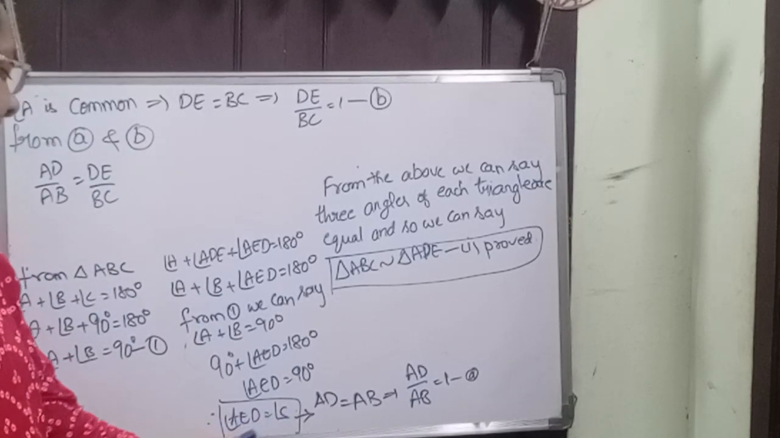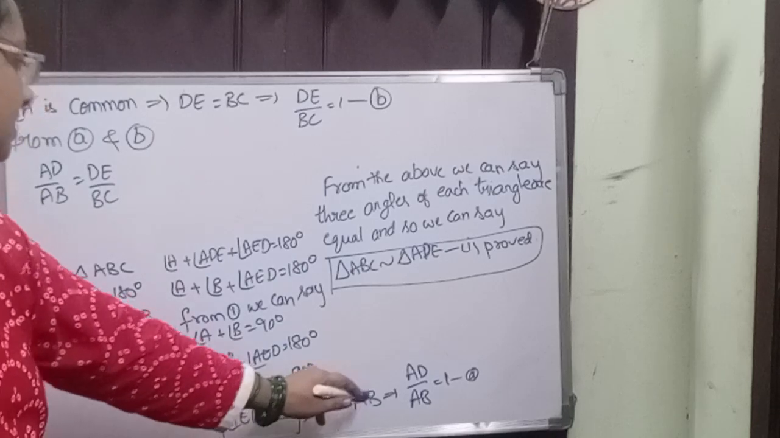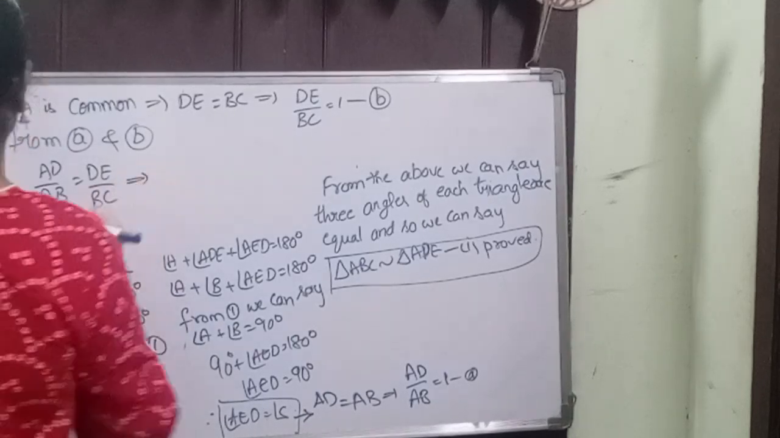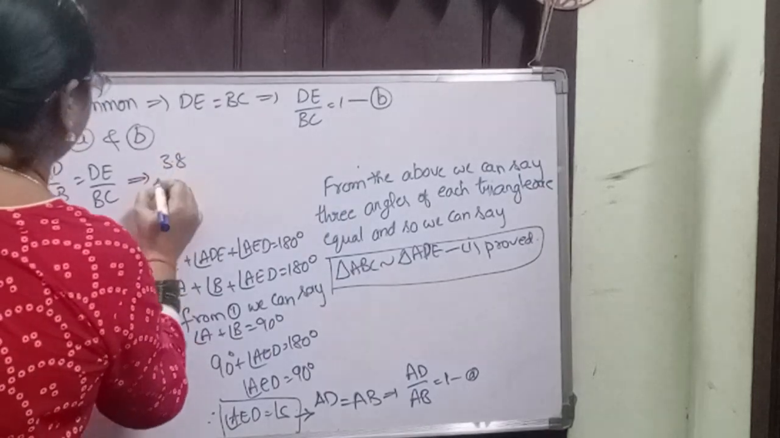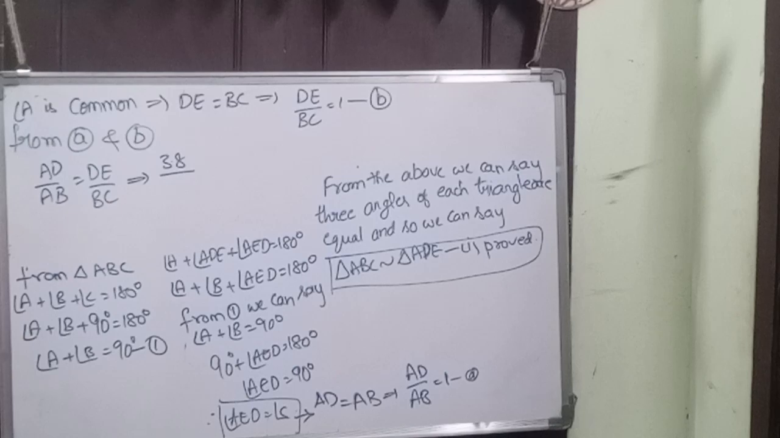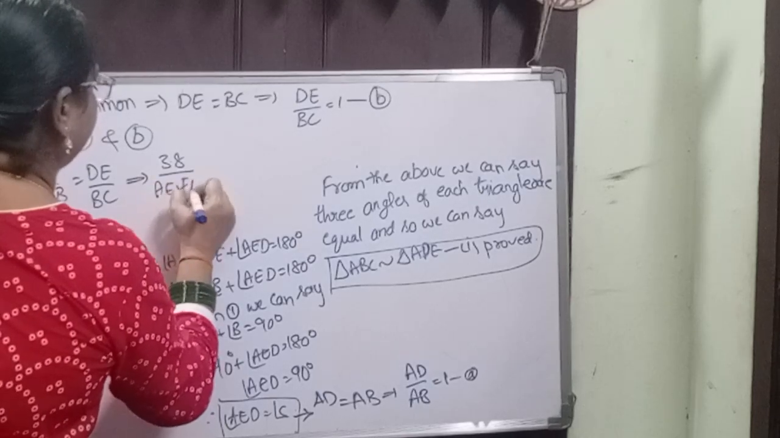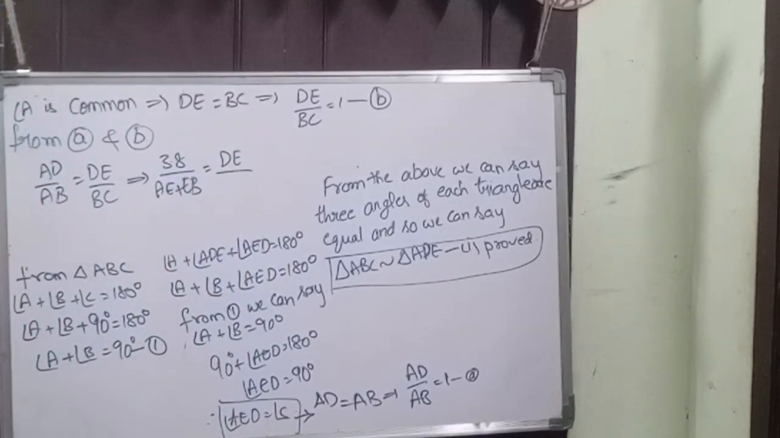Here, these angles are equal, so the sides opposite to these angles are also equal. That's why I equated. Like this you will get. Okay. Now substitute the values here. What is the AD value? AD is 3.8 by what is AB? AB is nothing but AE plus EB, which equals DE. We have to find DE by what is the BC value? 4.2.